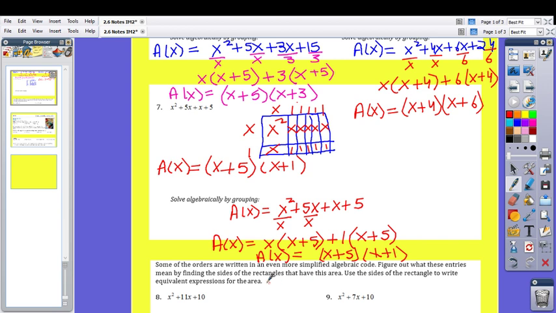Okay. So this is how you do these problems. We will do this lesson in 2 days, so the rest we will do tomorrow.